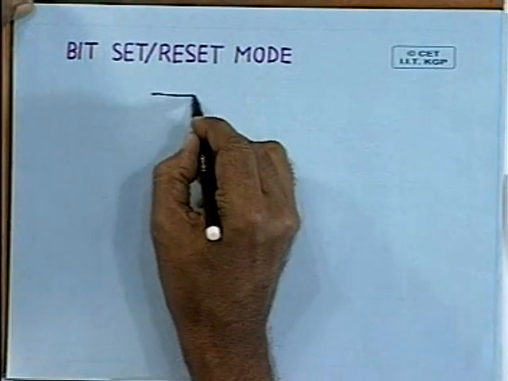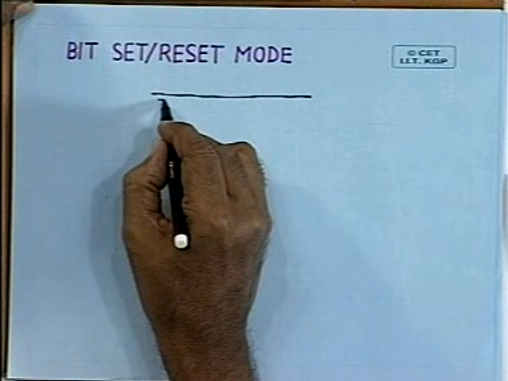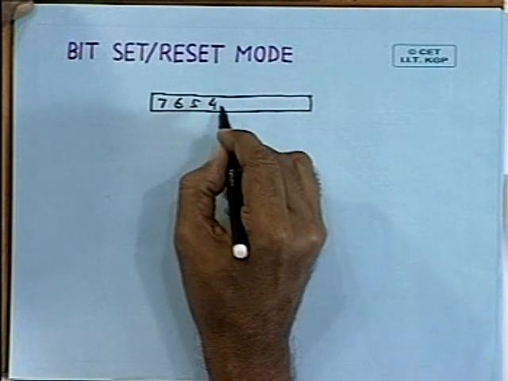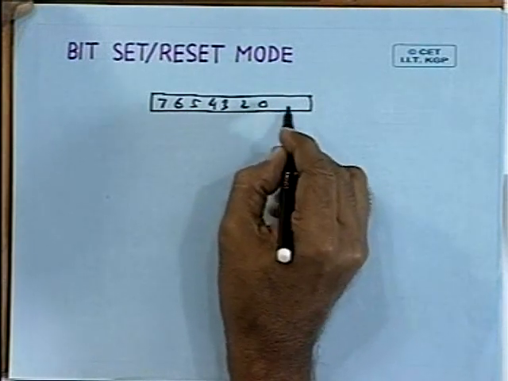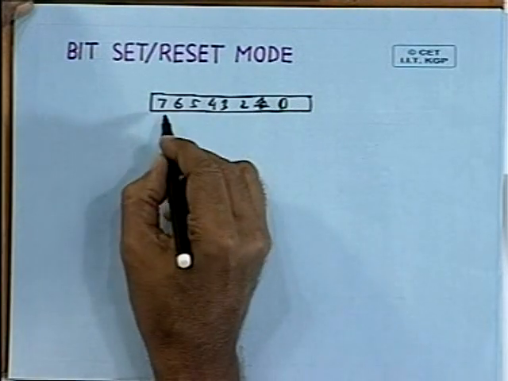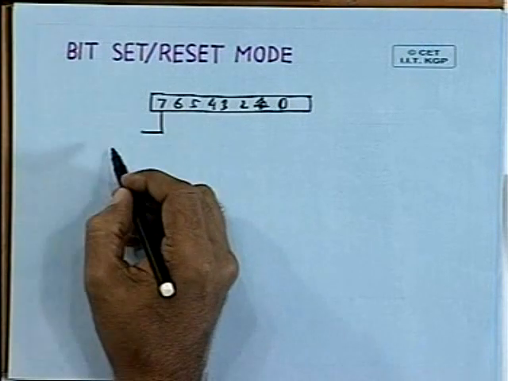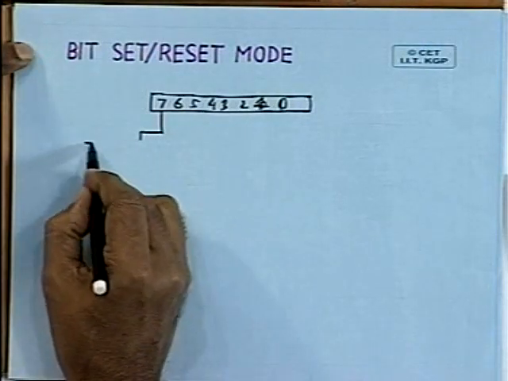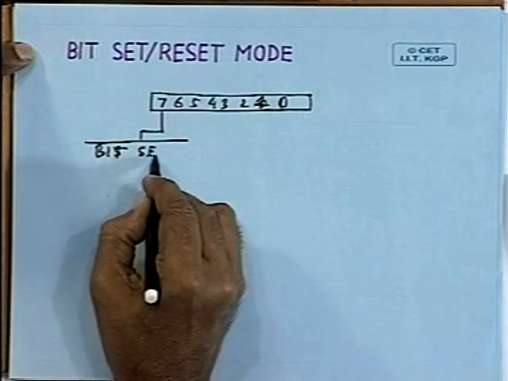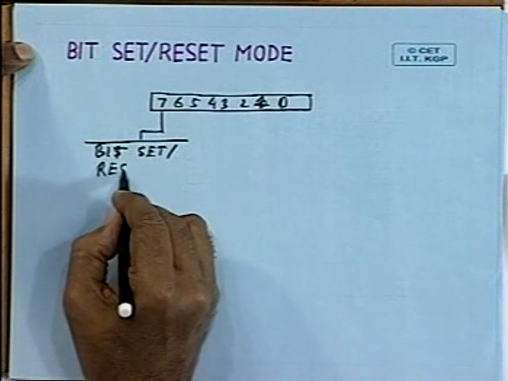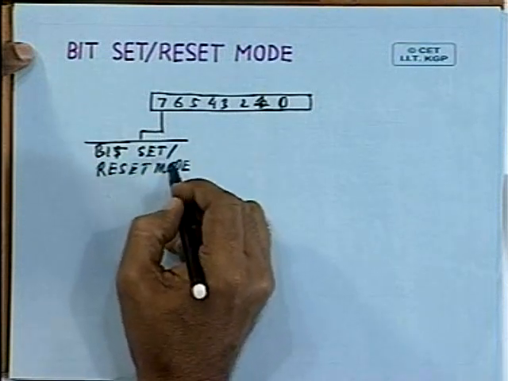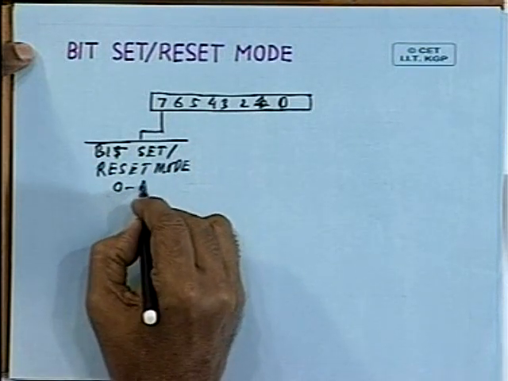In bit set reset mode, the control word, particularly bit 7, has to be made 0. So these are the various bits: 6, 5, 4, 3, 2, 1 and 0. Now, bit 7 is used to configure the port in this particular mode, bit set reset mode. Whenever it has to be set in this mode, it has to be made 0. So this is 0 active.